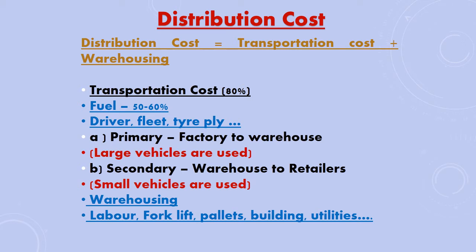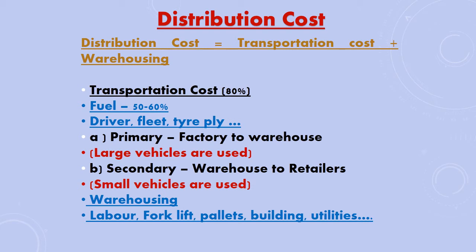If I talk about the part B, that is a secondary cost. In secondary cost, small vehicles, small trucks, small pickups, small vans will be used. So in secondary cost, the cost is from warehouse to carry the goods to the retailers, right? Retailers or wholesalers maybe. So that was the first component of the distribution cost, that was transportation cost.